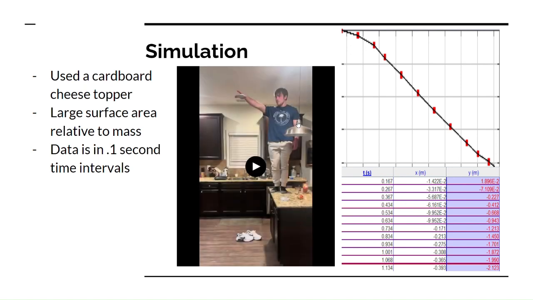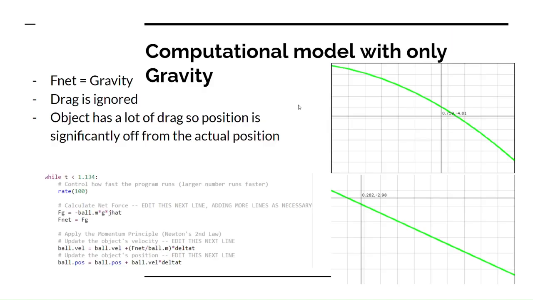All right. So here's the first computational model with only gravity. So the net force is going to be equal to gravity, meaning that the acceleration is going to be equal to 9.8. Drag is ignored, and the object has a lot of drag, so this position is going to be a good bit off. You're going to see that it's going to be more off towards the end than in the beginning as the velocity increases, because as the velocity increases, the drag is going to increase.